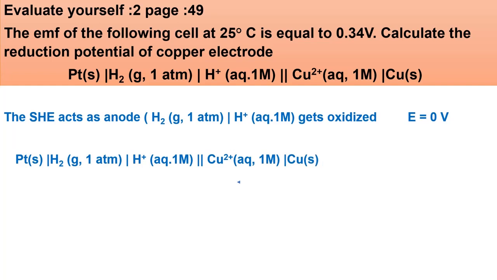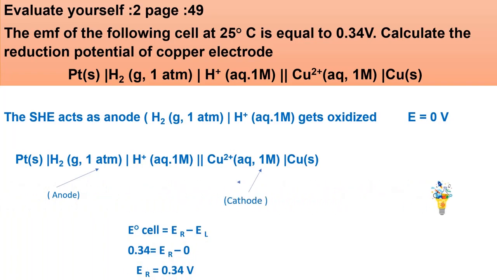The cell is given: platinum, hydrogen, H plus, and copper acts as the cathode. The standard hydrogen electrode is the anode and copper is the cathode part. The cathode is on the right hand side, the anode is on the left hand side. By convention, E cell is equal to E right minus E left, or E cell is equal to E cathode minus E anode. So this is the general convention to find the E naught of the cell at 25 degrees Celsius.